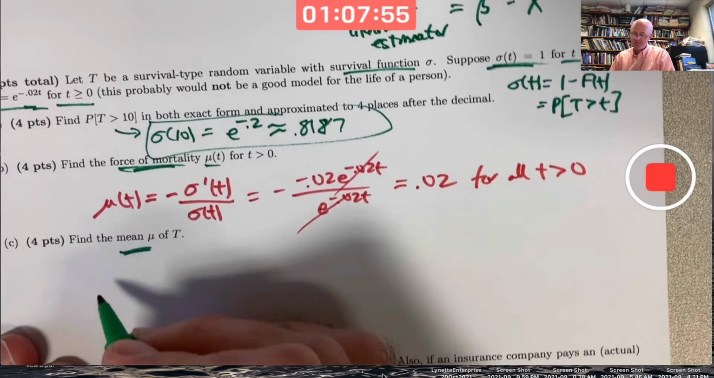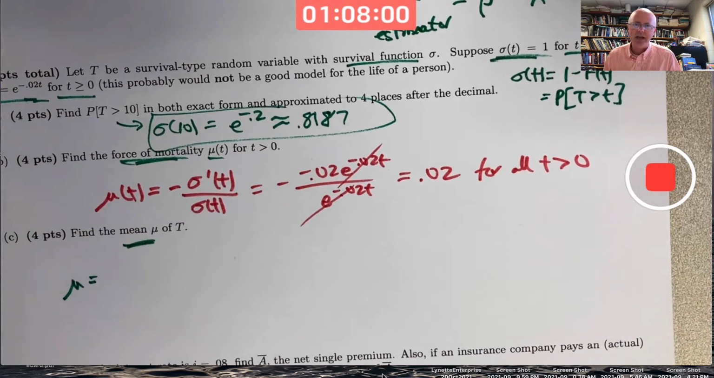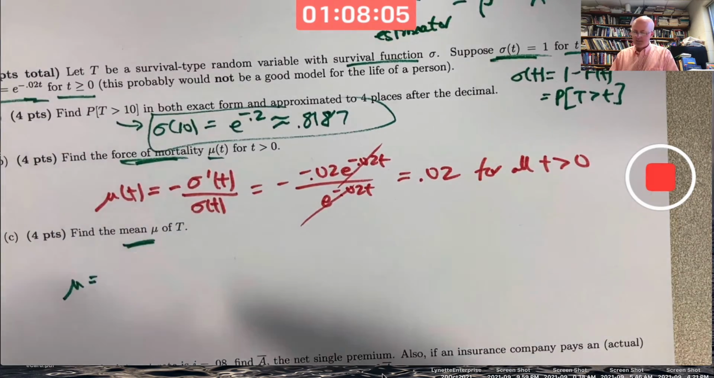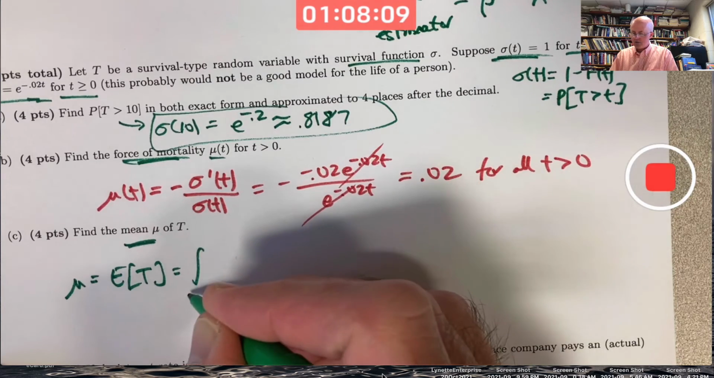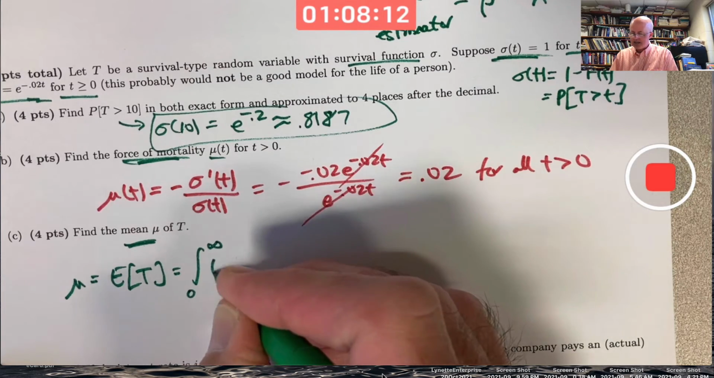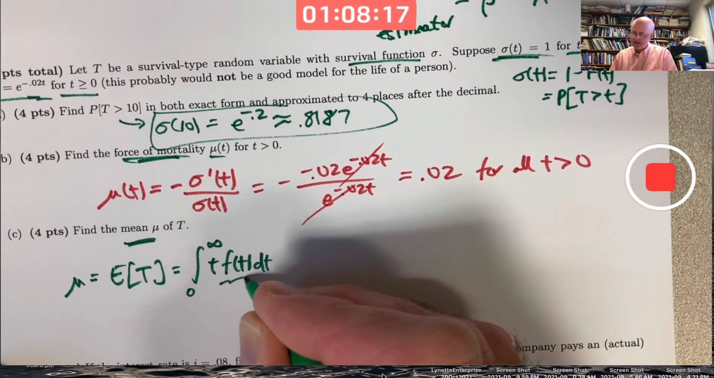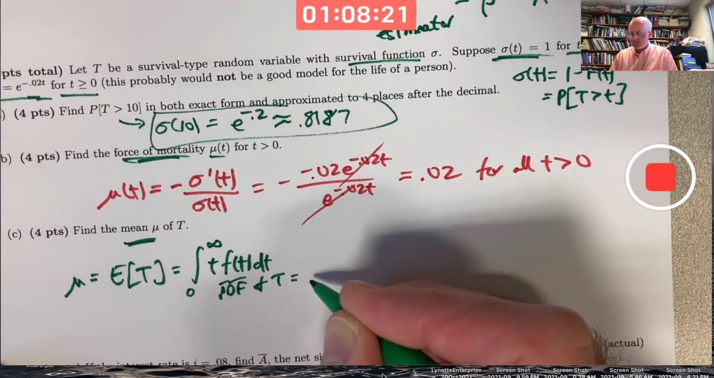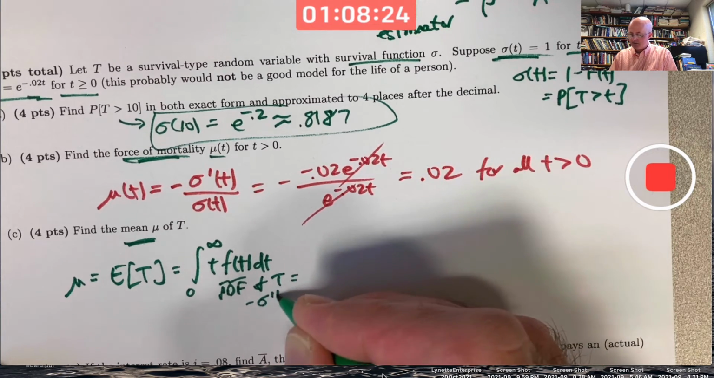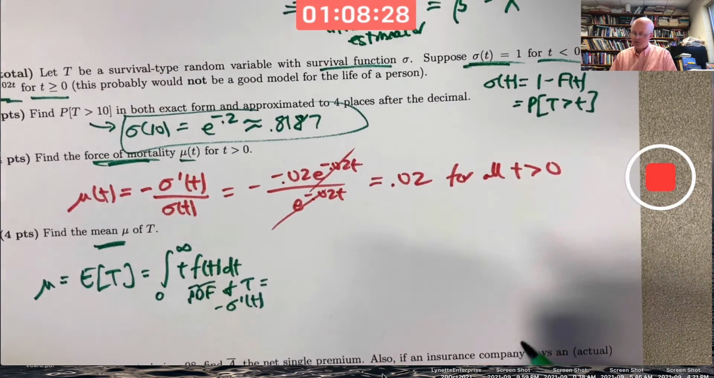Find the mean, mu, of T. Oh, and this is based on something called the Darth Vader rule. And I have no idea why it's called the Darth Vader rule. So the mean of T is the expected value of T, which by definition is the integral over all t, in this case 0 to infinity, of t times the PDF of t. That's the PDF of t, which is going to be negative the derivative of the survival function, it turns out, which is a positive thing. It's positive 0.02 e to the negative 0.02 t.